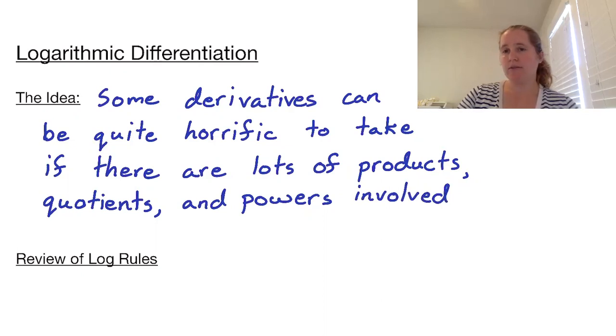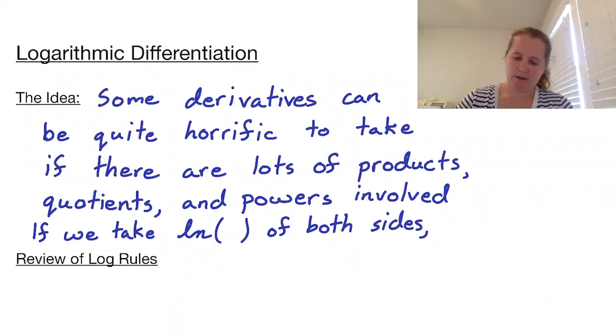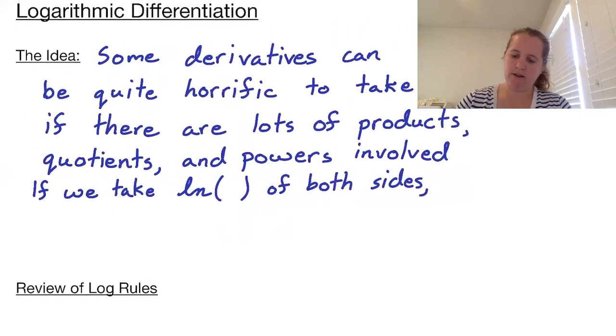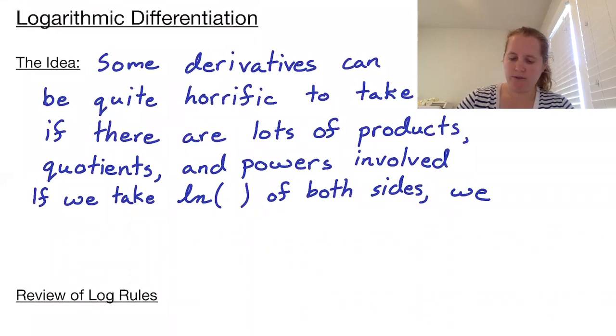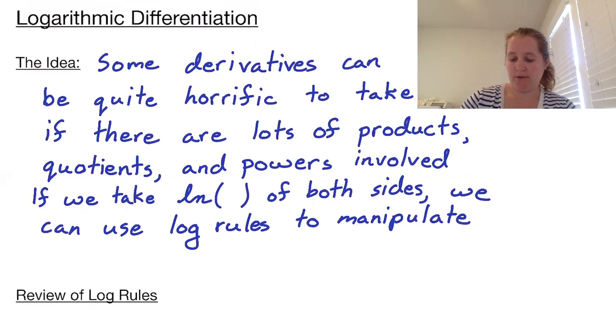And it turns out if we take logarithm on both sides, we can manipulate using logarithm rules to simplify the derivative process. So if we take the natural log, ln, of both sides, we can use log rules to manipulate. So the derivative is actually easier to take.